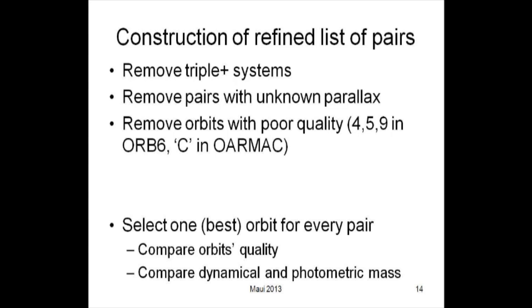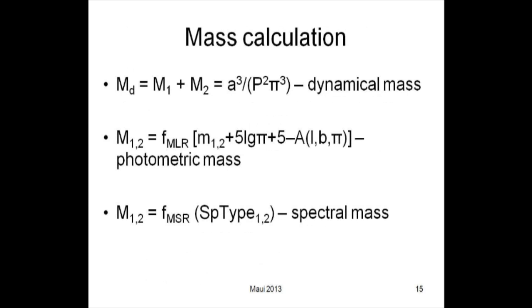But here we can compare dynamical and photometric mass of systems. And now, how we can calculate masses in different ways. First, it's obviously the third Kepler law. If we have semi-major axis and parallax and period, then we have the sum of masses in this orbital binary.